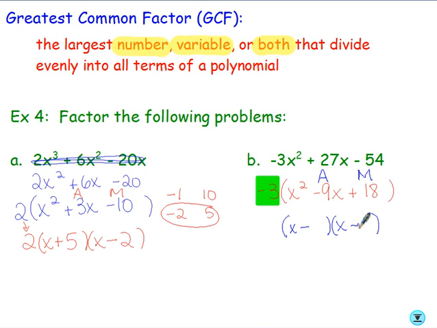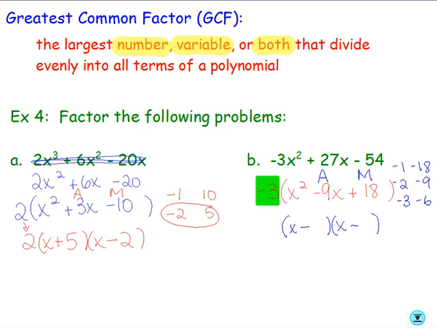Let's look at our options for 18. Well, we have 1 and 18. 18 divided by 2 is 9. And 18 divided by 3 is 6. And that's the last option. And they are all negatives.